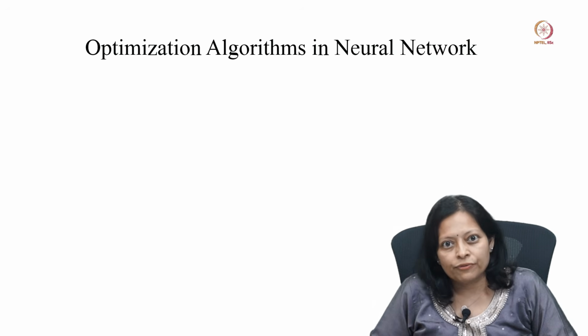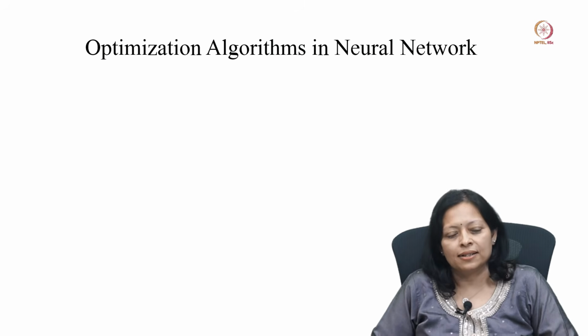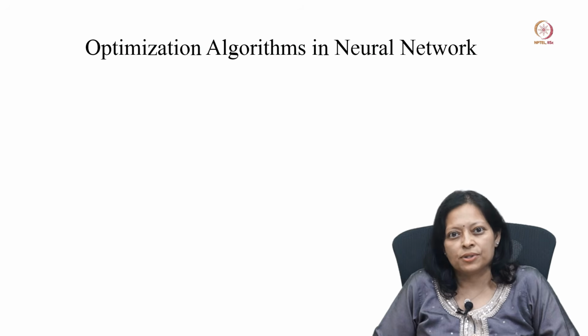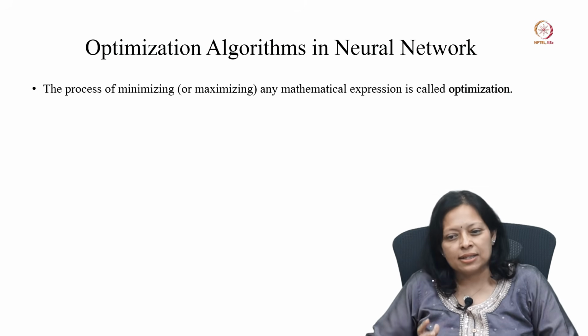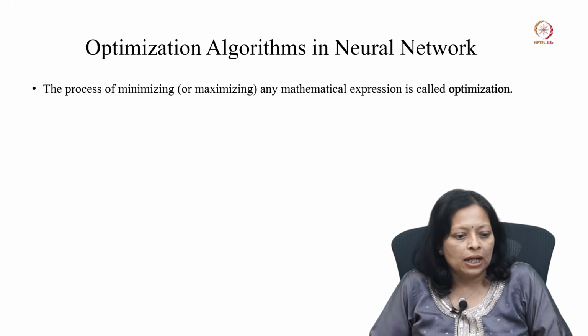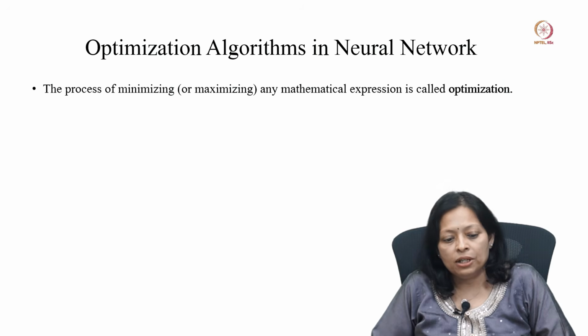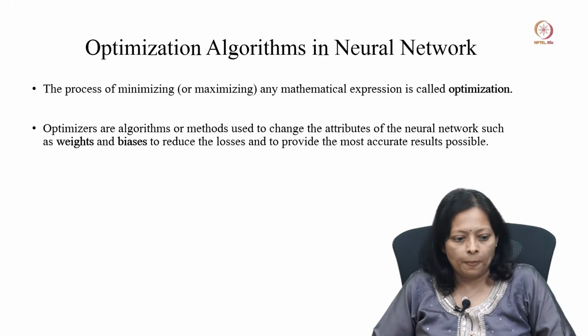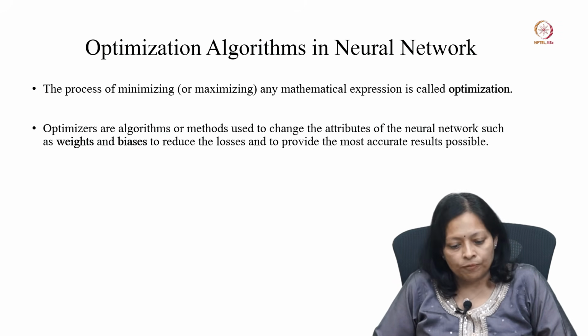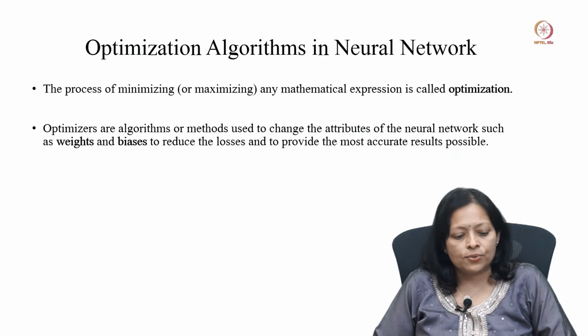Now, to start with, before I go into what the gradient descent algorithm is, we'll try to understand what exactly optimization algorithms do in a neural network. What is the meaning of optimization and what is its significance in neural networks? The process of minimizing or maximizing any mathematical expression is called optimization. Optimizers are algorithms or methods used to change the attributes of the neural network, such as weights and biases, to reduce the losses and to provide the most accurate results possible.